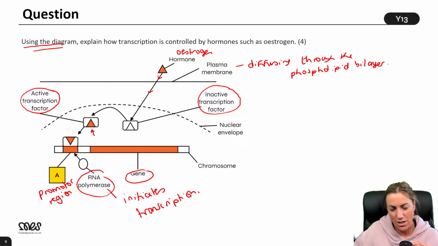Some transcription factors do stop transcription. Yeah, we don't really learn about any of them in A level though. But this one is activating transcription because the diagram's trying to show you that when the transcription factor binds, RNA polymerase binds.